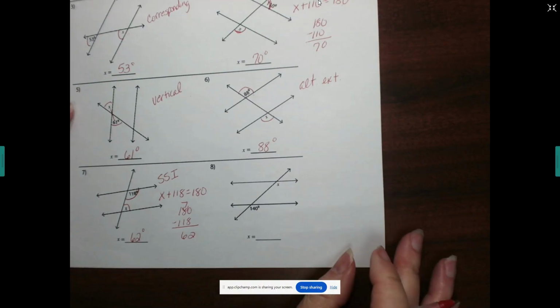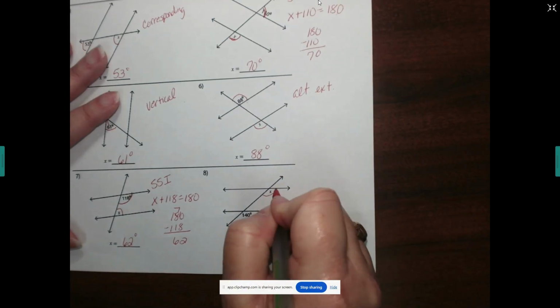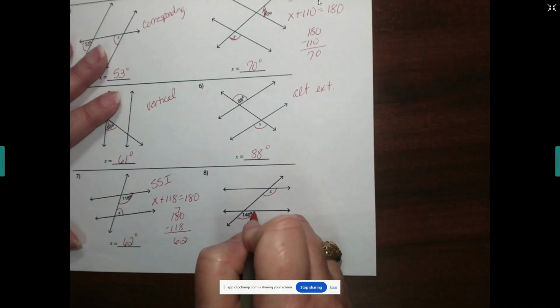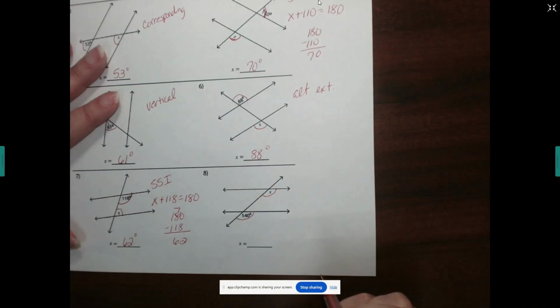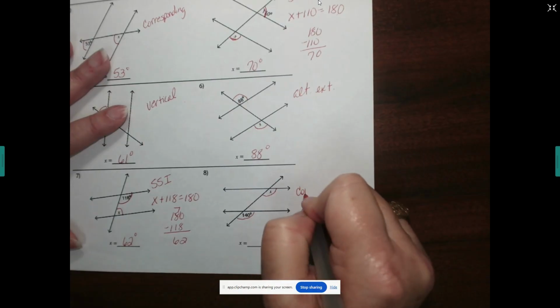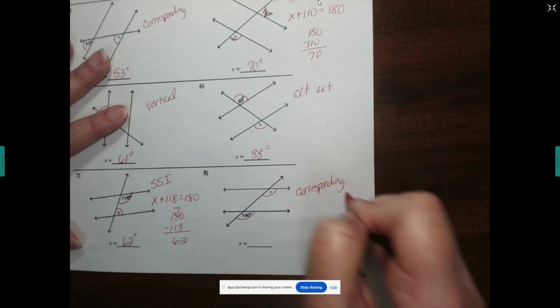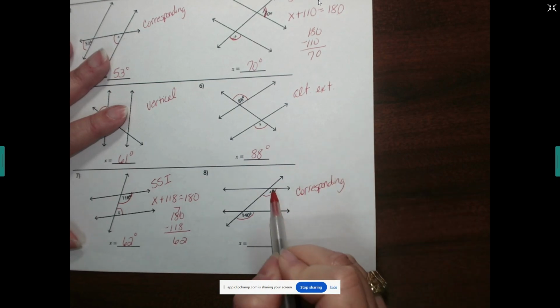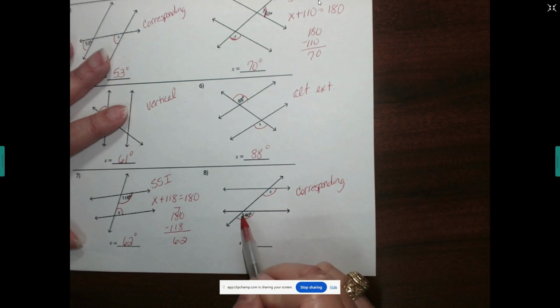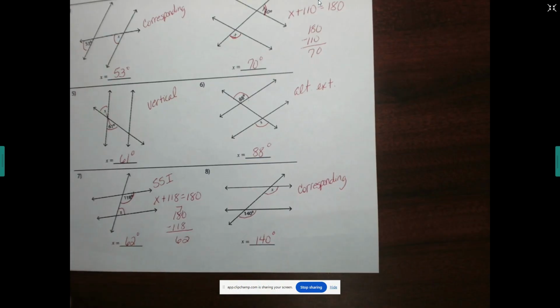All right, number 8. I see this obtuse angle and this obtuse angle. They're both obtuse, so I know they're going to be the same. But additionally, I can say that these are corresponding angles. Just want to keep practicing our vocabulary. We've got an interior and an exterior on the same side of the transversal. That means they are corresponding and they are equal.